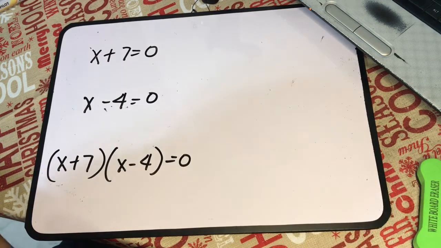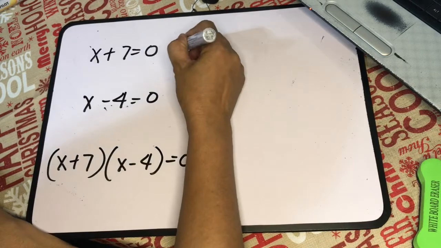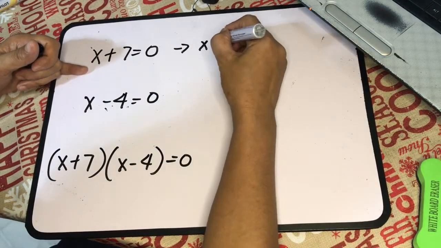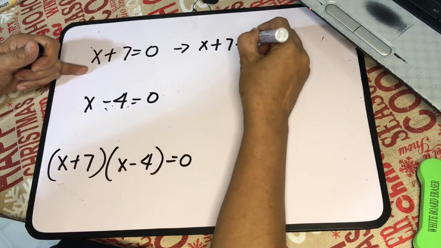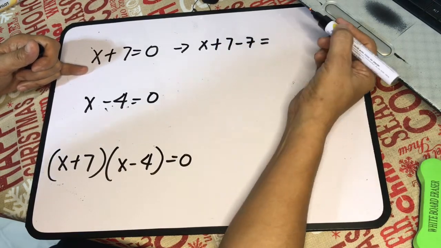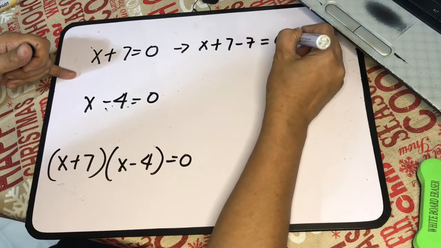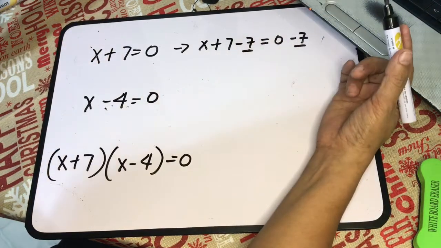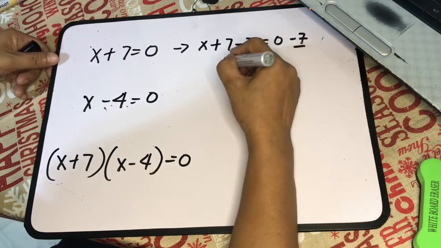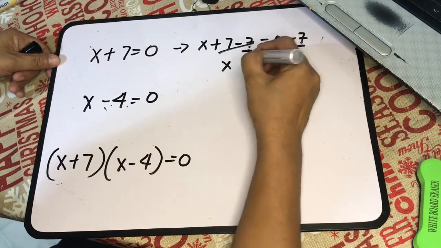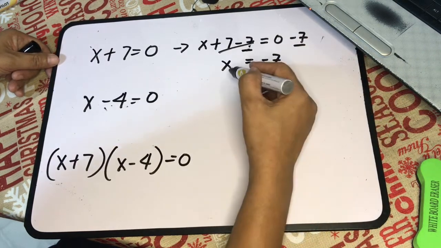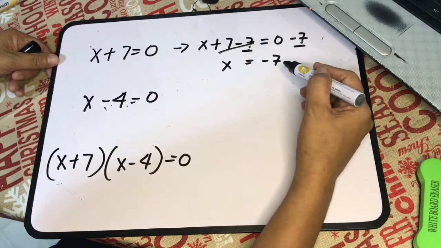Let's say, for example, this one. If you're going to solve for x, we have x plus 7 minus 7 is equal to 0 minus 7. Kung ano yung inadd mo doon, gagawin mo din doon sa kabila ng equation. So, this will give us x is equal to negative 7. What is the value of x? X is equal to negative 7.